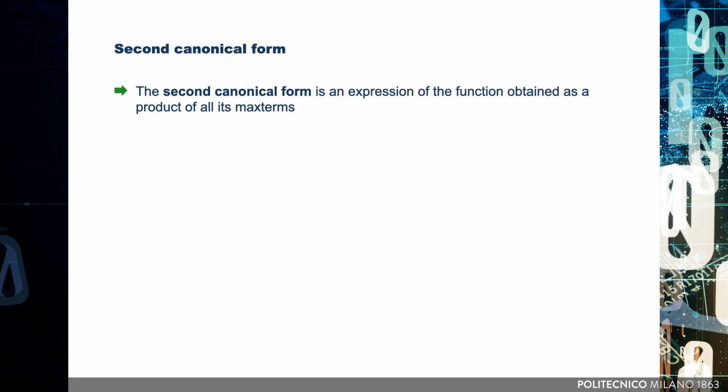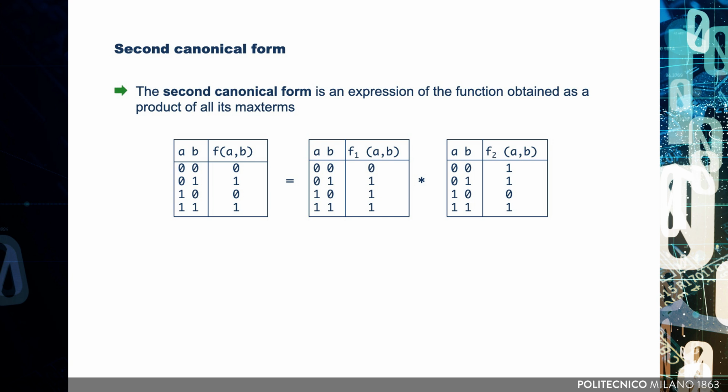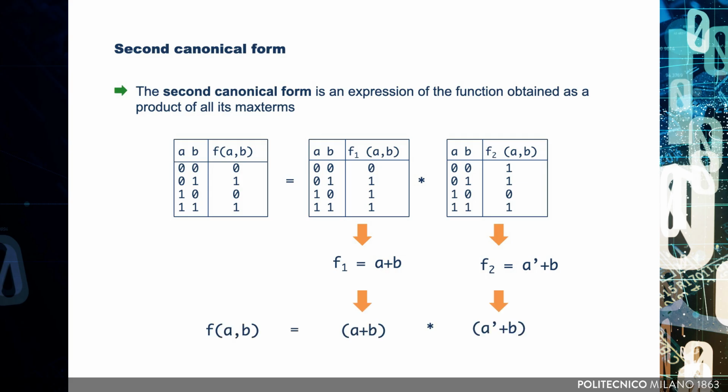Dually, the second canonical form is an expression defined starting from the function as the product of its maxterms. Let us revisit the same example and decompose the truth table, but this time based on the zeros of the function. Each subtable contains only one zero, and the overall function is defined as the product of these subtables. For each subtable, we can define the corresponding maxterm associated with the single zero it contains. Finally, we calculate the final expression as the product of the maxterms found.